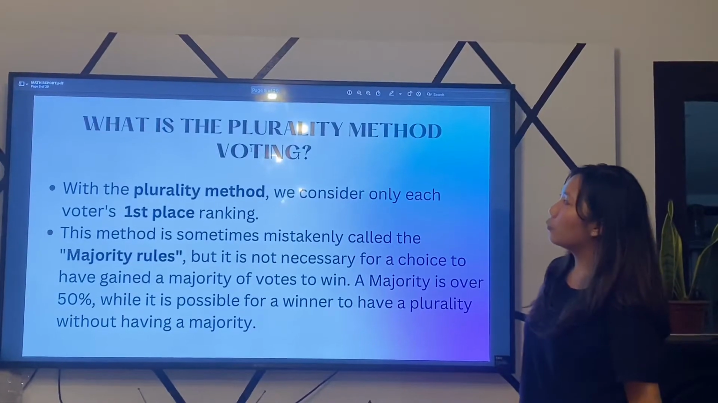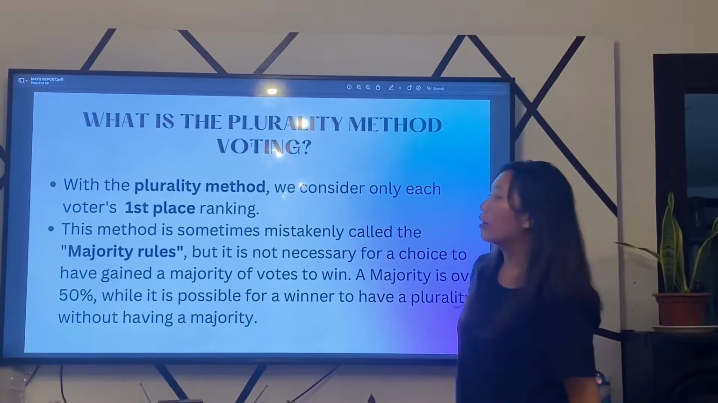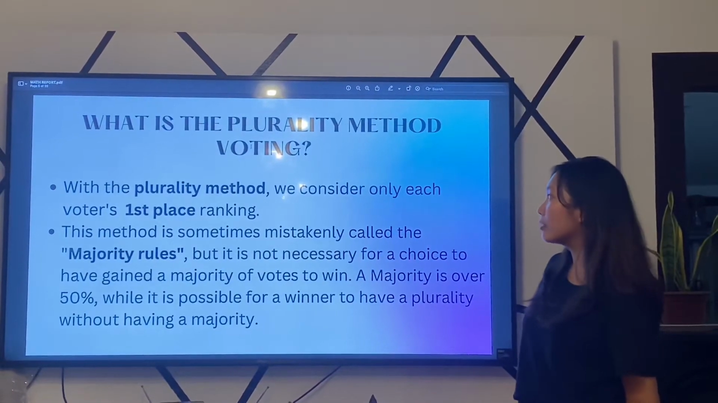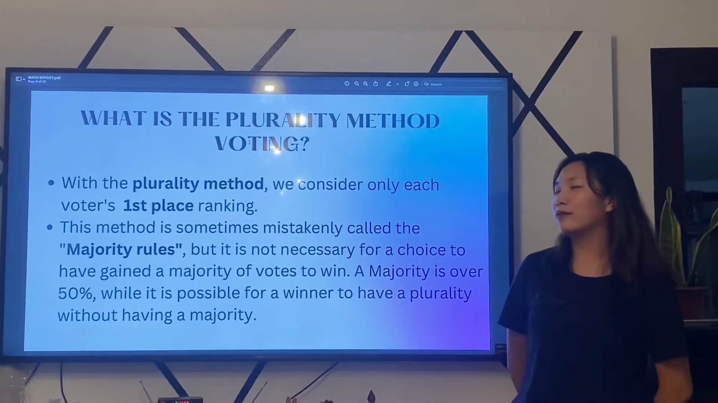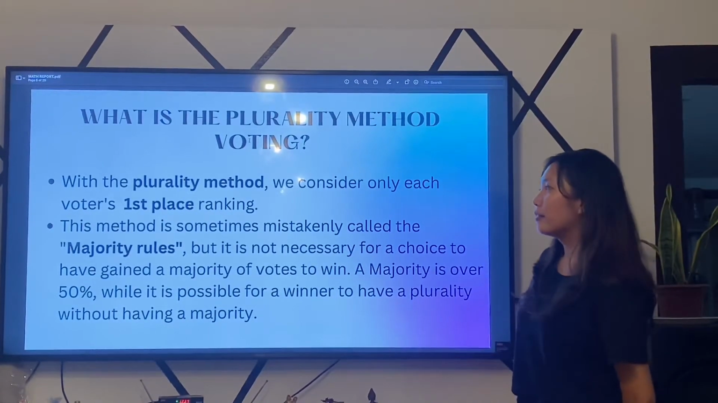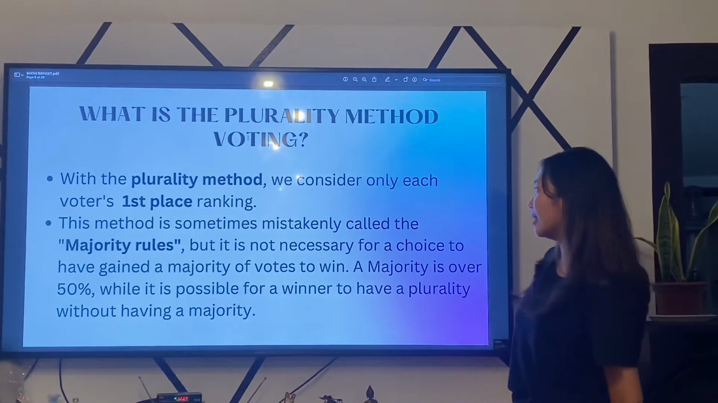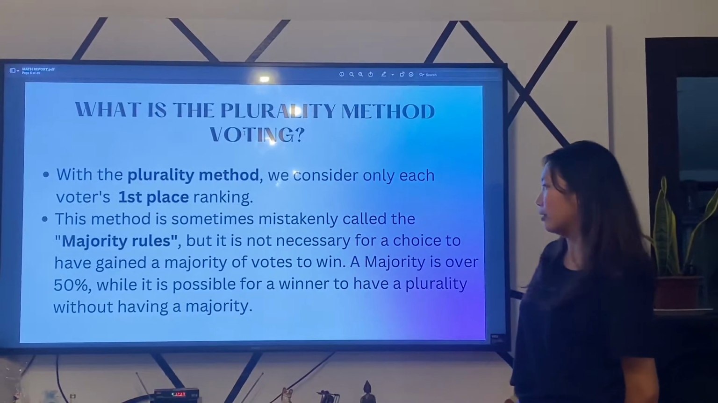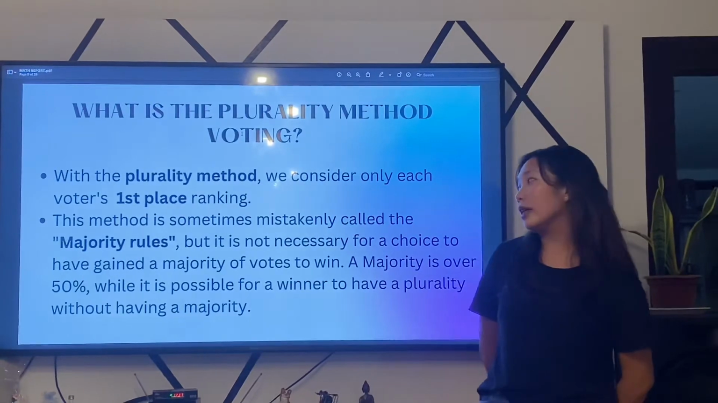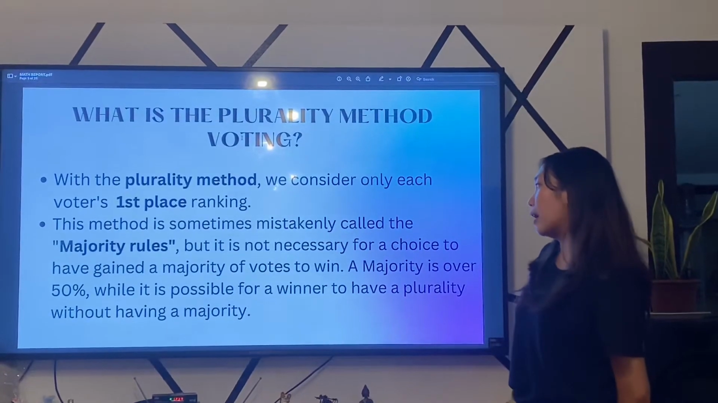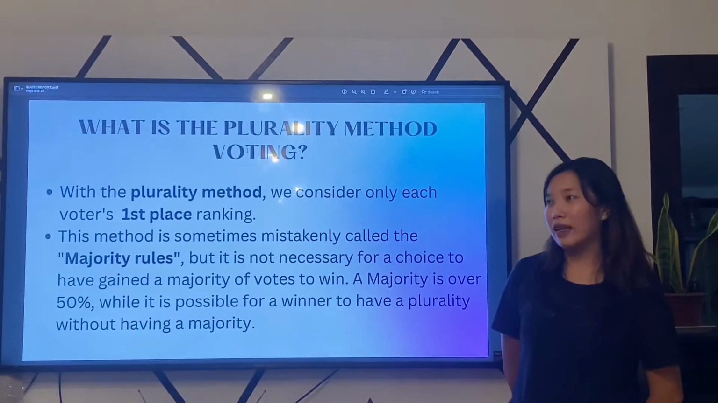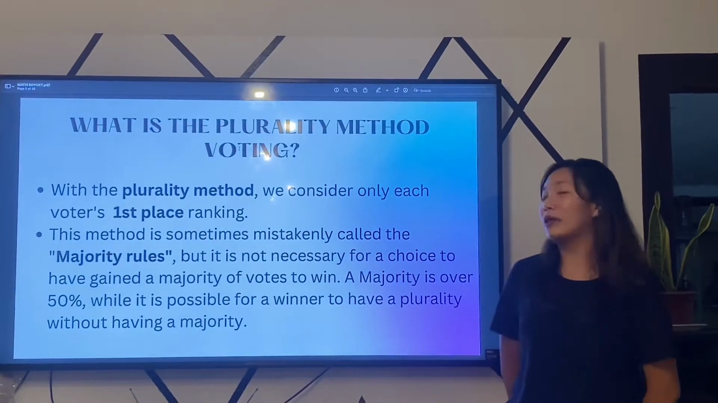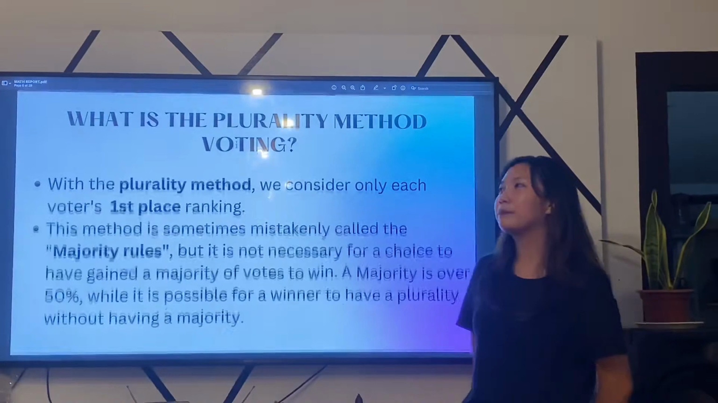So next, what is the plurality method of voting? With the plurality method of voting, we consider only each voter's first place ranking. This method is sometimes mistakenly called majority rules, but it is not necessary for a choice to have gained a majority of votes to win. A majority is over 50%, while it is possible for a winner to have a plurality without having a majority.